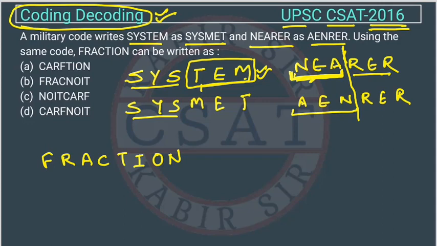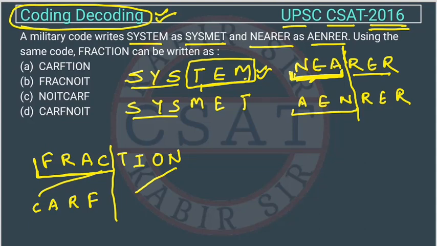So the same concept we will apply here. There are how many letters? First, second, third, 4, 5, 6, 7, 8. So half will be 4, right? So this is the half, and we will reverse it. How will we write? C will come this side, then A, then R, and then F, right? And similarly N will come this side, so this will become N, then O, then I, and then T. So this will be the answer.